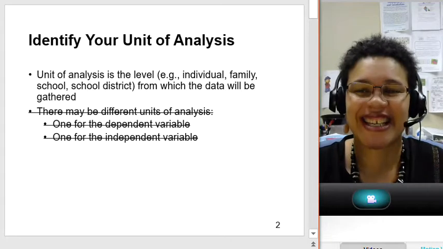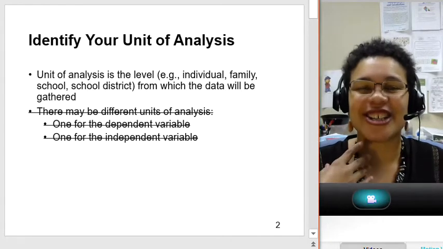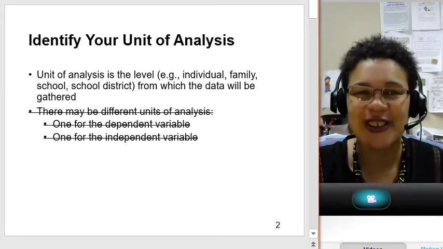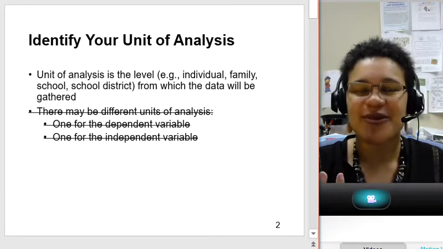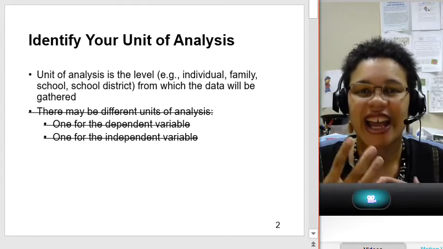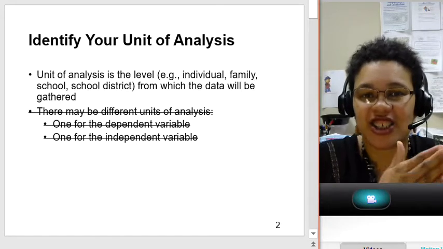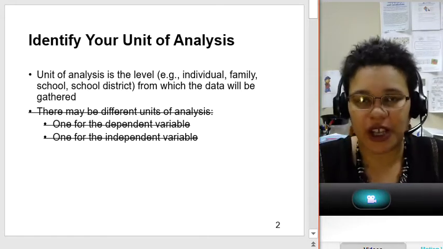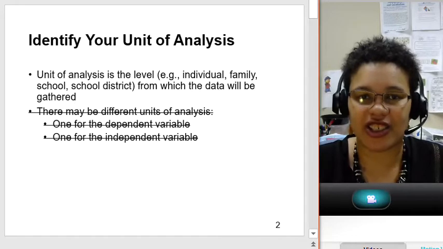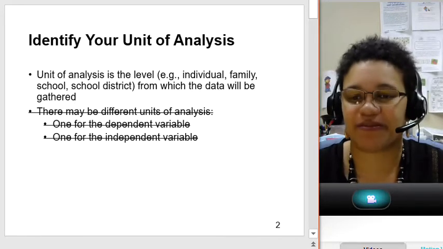For our purposes, if you're collecting data about something about a student, then that same data is going to apply to the student at the student level for both your independent and your dependent variables.